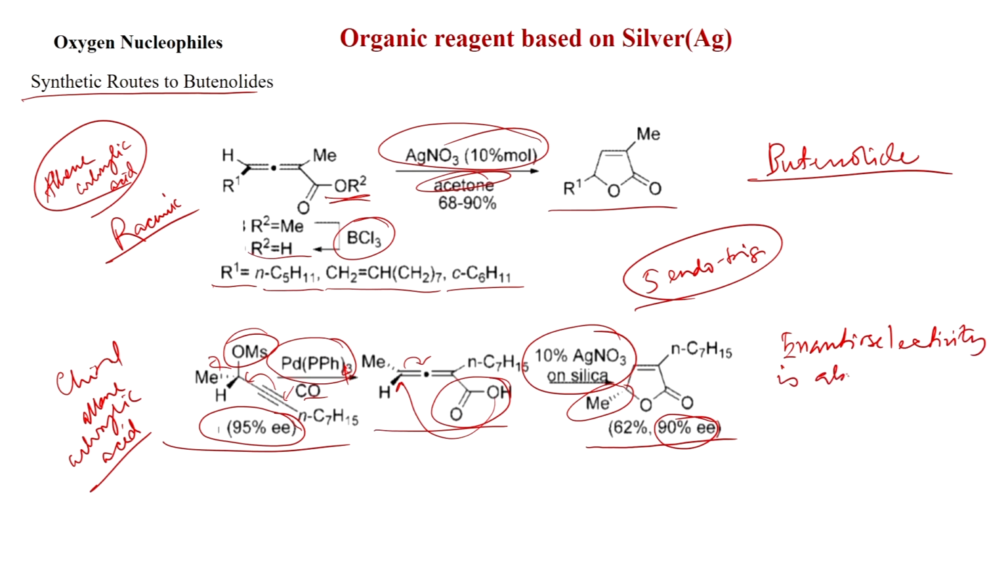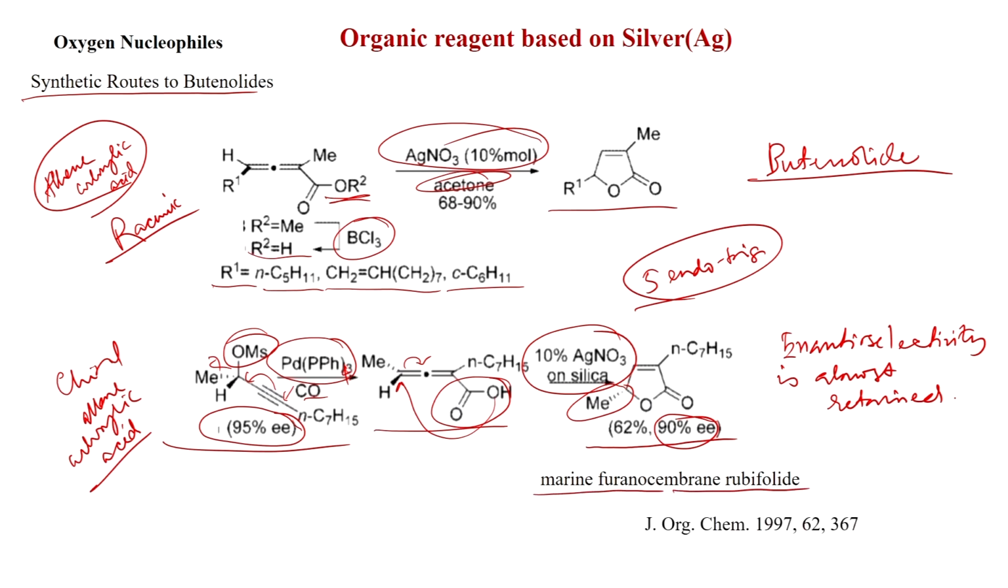is almost retained. So this is very important. During this cyclization, the enantioselectivity did not get lost so much. Starting material was 95% and the product you get 90% enantiomeric excess. And this is a very important product, this is the marine furanocembranoid robifolide. And this work was published in Journal of Organic Chemistry 1997, page number is 367.